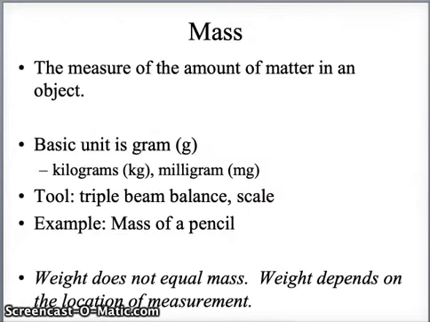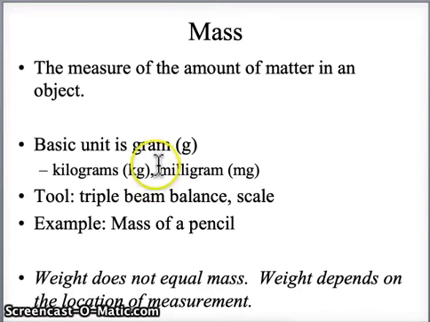Okay, next one is mass. Mass is how much matter is in an object. This is going to be very different than weight, and we'll talk about the difference between mass and weight when we get to physics in the next unit. But for mass, the base unit is grams.